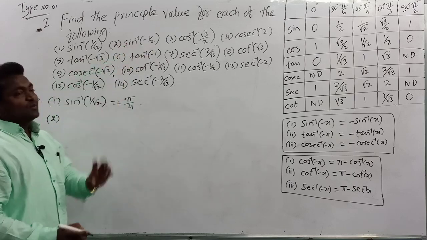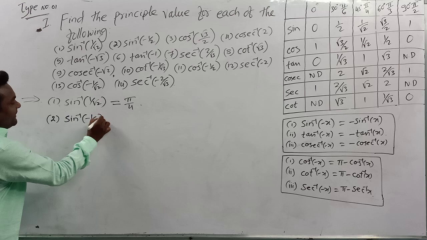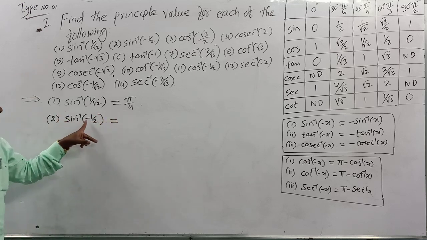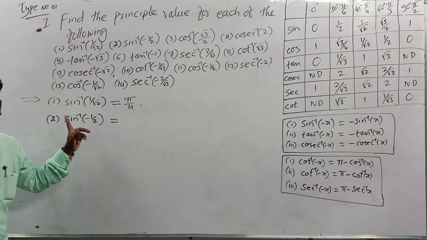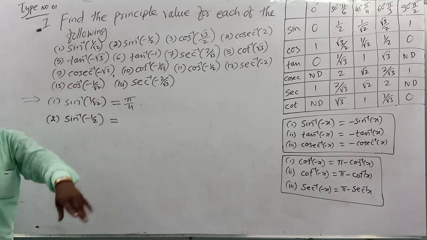Now second, sin inverse minus 1 by 2 is there. Sin inverse minus 1 by 2. Now here a negative sign is there. You have to omit this negative sign, because the value will not be negative.